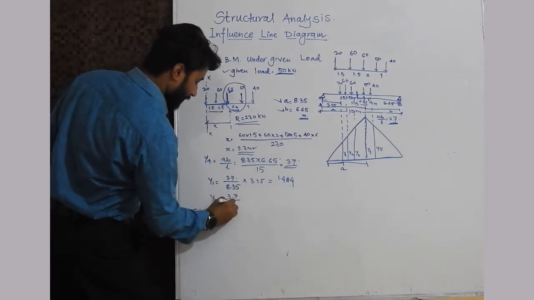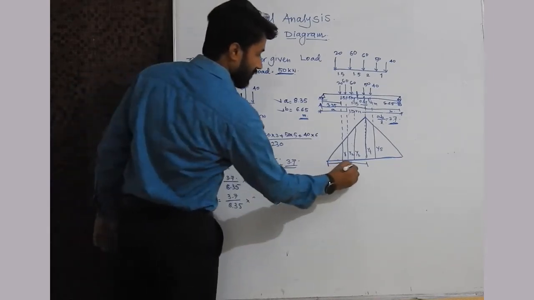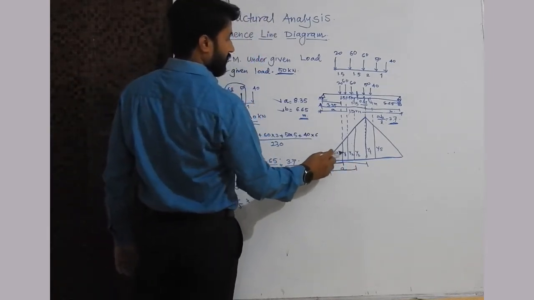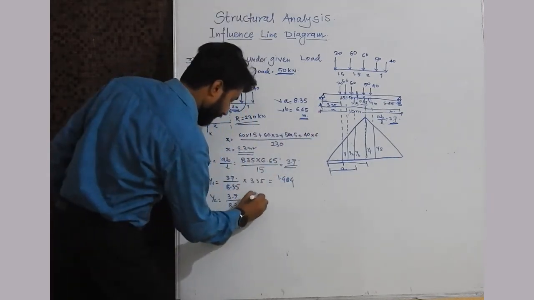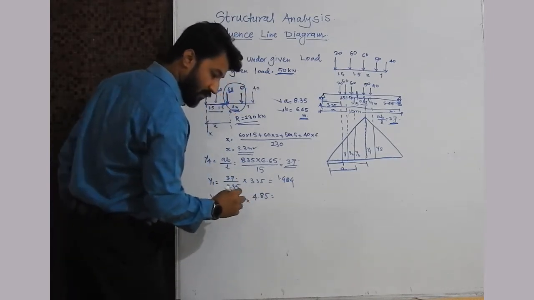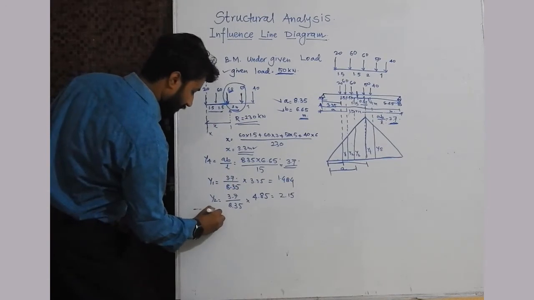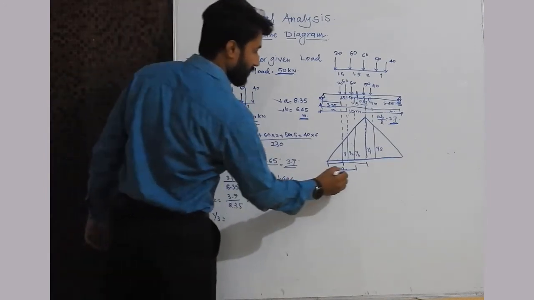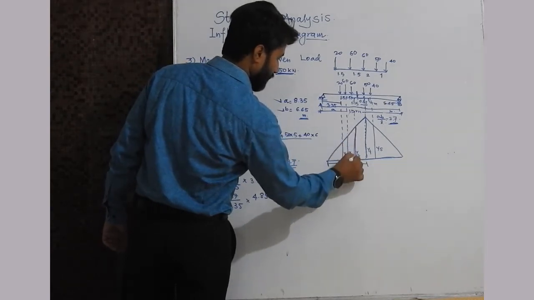Okay. Now calculate value of y2. 3.7 divided by 8.35 into this distance. This distance is 3.35 plus 1.5. We are getting 4.85, and we are getting y2 value as 2.15. Okay. Now similarly we will calculate y3 value. Y3 is this one.